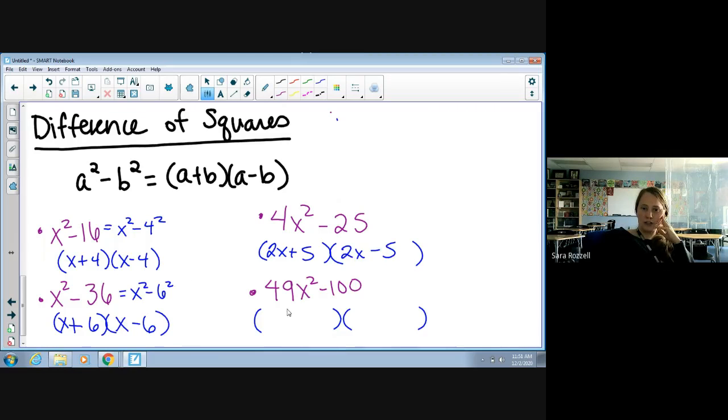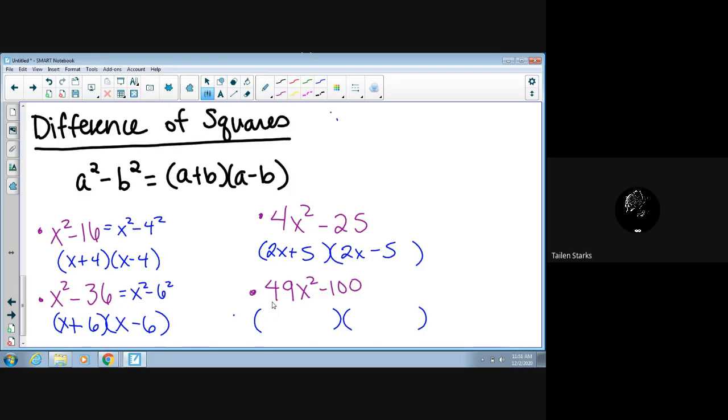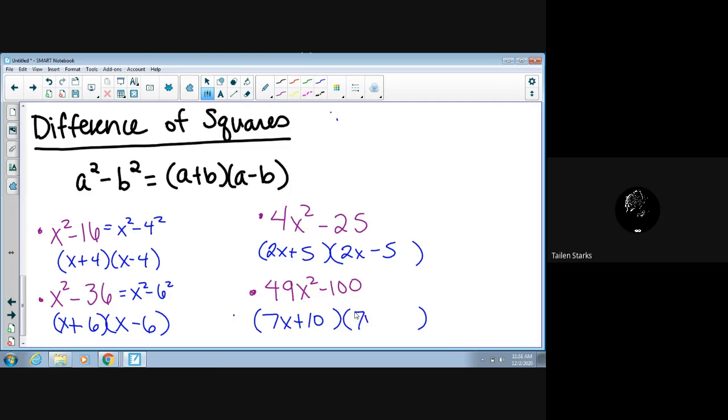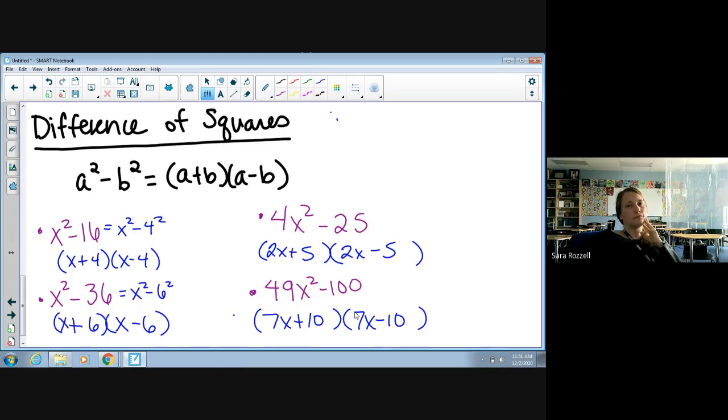All right, Taylin, what is your answer? You talking to me? Yeah, you, Taylin. 7x plus 10. And? 7x minus 10. Good job. So 7x plus 10 and 7x minus 10. Because 7 squared is 49, 10 squared is 100.